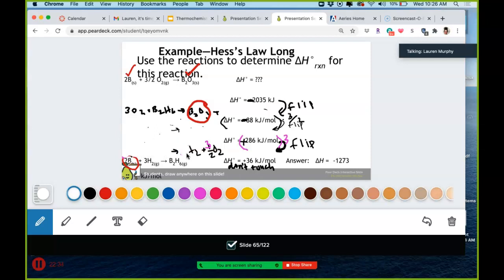3 hydrogens right here, and 3 hydrogens right here. Those cancel too. Look, we don't have any hydrogen up here. Oh, there's another guy, B2H6 on the left, B2H6 on the right. Great, they cancel. So now we have our diboron trioxide, and then now we have to work out the oxygens. So because this guy is in a fraction, I'm going to rewrite 3O2 as a fraction instead. So over 2, what number do you put over 2 to get the number 3?